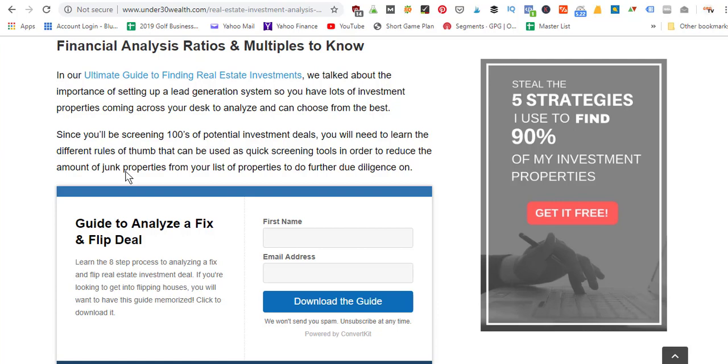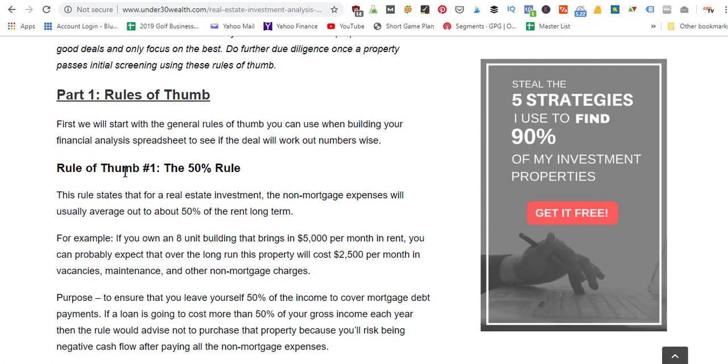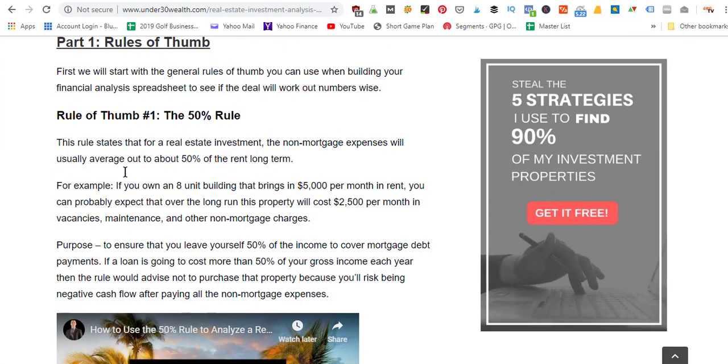So back to today's lesson, where we're getting into the rules of thumb, financial analysis, ratios, and multiples. So we're going to go ahead and scroll down to the 50% rule, which is rule number 1. And the 50% rule stands for how to analyze a rental property if you're trying to figure out if you have enough rental income to cover all the expenses and the mortgage.